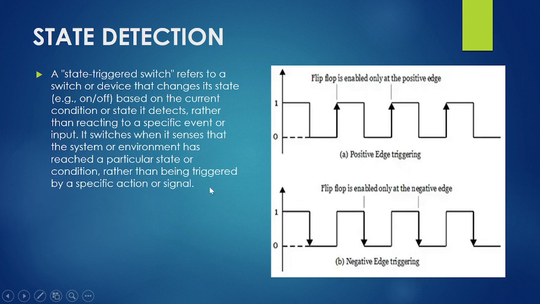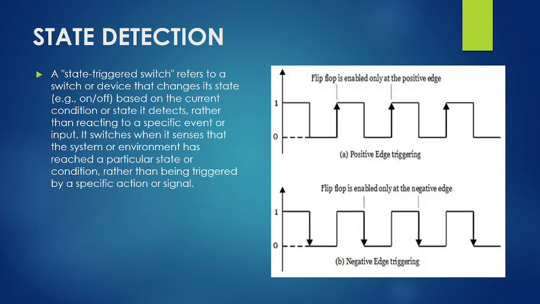So now let's talk about state detection. A state triggered switch refers to a switch or device that changes its state based on the current condition or state it detects. Rather than reacting to a specific event or input, it switches when it senses that the system or environment has changed to a particular state or condition. So if I move from high to low or low to high, then that particular action will be triggered.